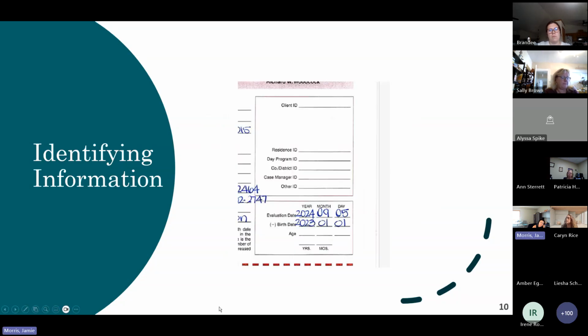For this individual, they were given the evaluation on September 5th, 2024. I realized I forgot to change the birth date, and it would be a different year, but according to this one, it's January 1st of 2023, so they're around a year old. Just know that that number should have been changed. You are calculating based on that information, and that comes up with their age.